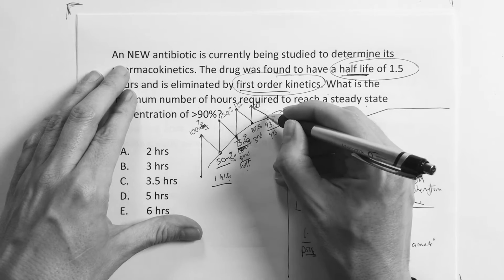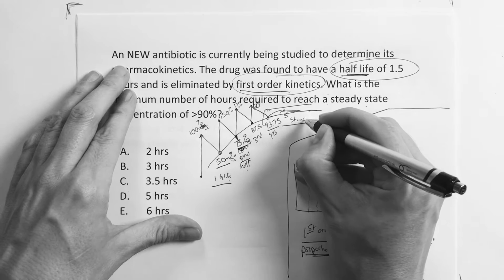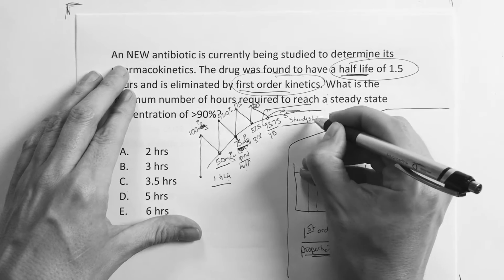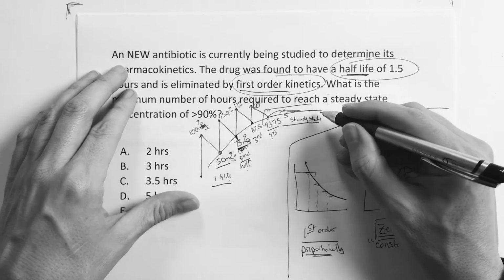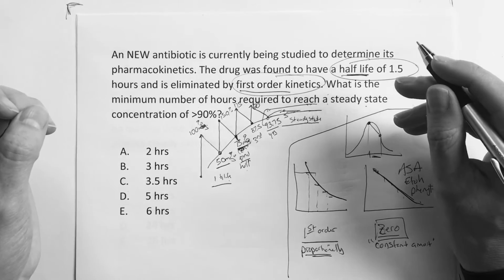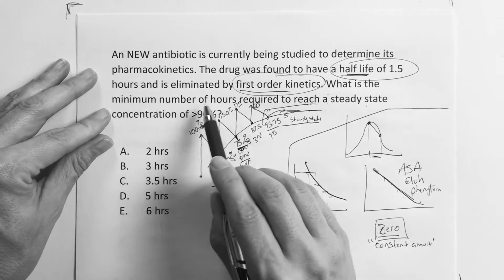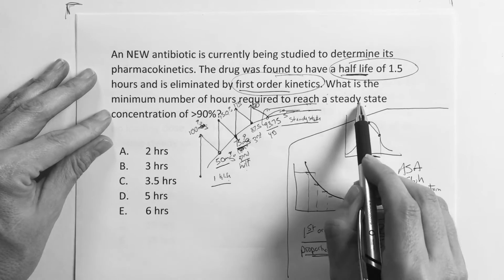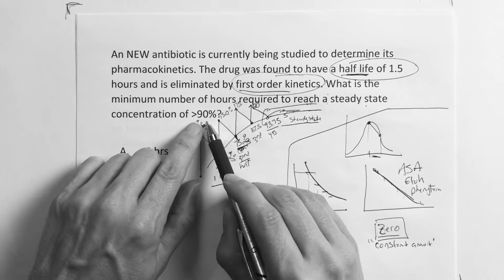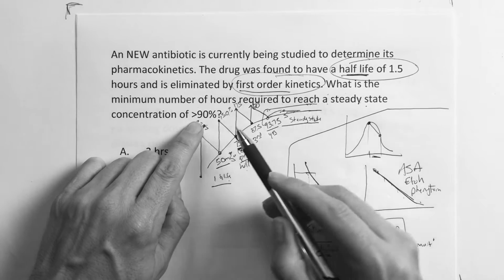And then once you get to between the fourth and fifth half-life, they call that steady state. So for these drugs, we want to get to that steady state because that's that therapeutic balance, per se. So this one says, look, what is the minimum number of hours required to reach a steady-state concentration of greater than 90%? So you're like, well, wait a second.